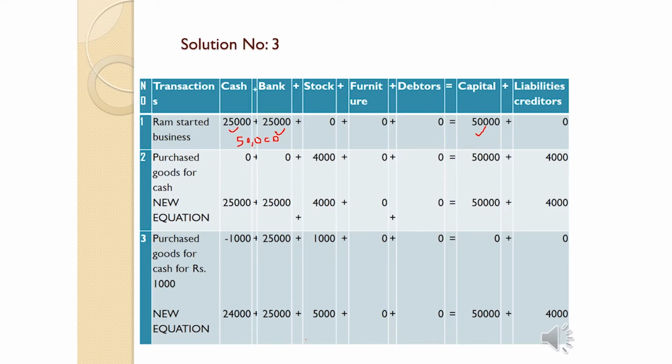Then next transaction is purchase goods. Here stock will be increased, so plus 4,000. Then liabilities of the creditors is also increased, so here plus 4,000. Here capital is 50,000. So add these items: cash 25,000, bank balance 25,000, stock value 4,000 increased. Here capital amount is 50,000, then creditors value 4,000. So the accounting equation is here 25,000 plus 25,000 is 50,000. 50,000 plus 4,000 is 54,000. The total is 54,000.